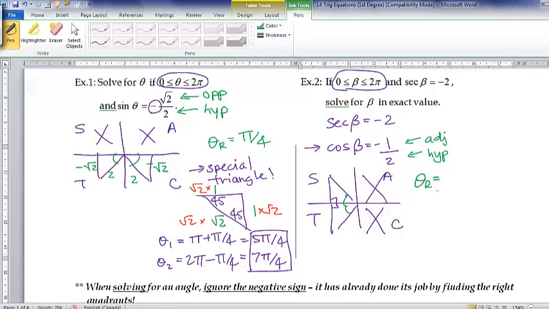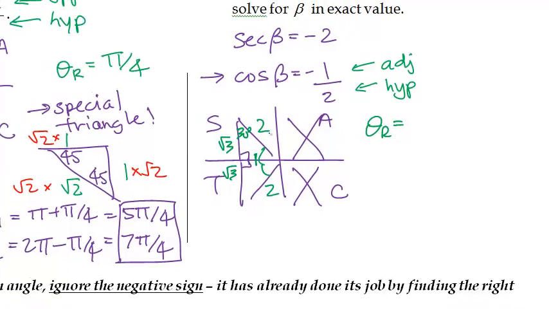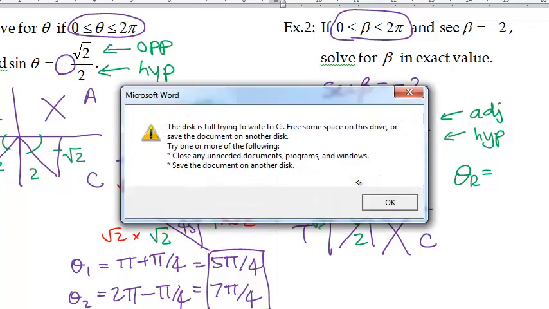Okay. Now this one is also a special triangle. Fill in your sides. The adjacent is a 1 and the hypotenuse is a 2. So this is the 30, 60, 90 triangle. If you want to fill in the whole triangle, this side would be a root 3. So the 1 is opposite the small angle, which is 30 degrees, which means that our reference angle here is 60 degrees.